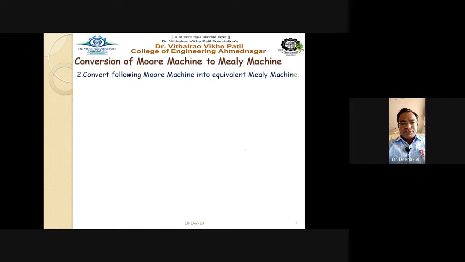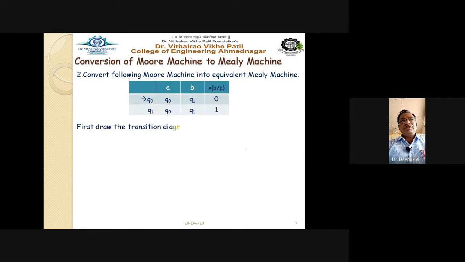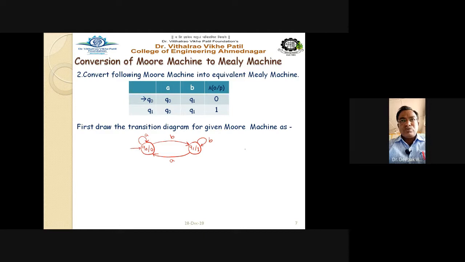Convert the following Moore machine into an equivalent Mealy machine. See here, the number of states is 2, Q0 and Q1. The inputs are A and B, and the output with Q0 is 0 and with Q1 is 1. A very simple transition diagram is drawn. Q0 on A goes to Q0 itself, whereas Q0 after applying B goes to Q1, and the output of Q0 is always 0 and the output of Q1 is always 1.